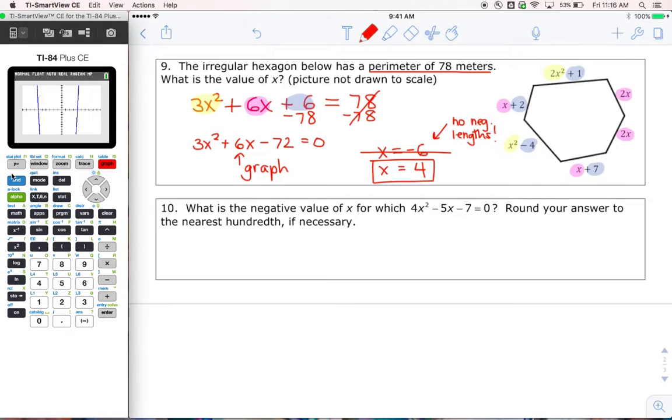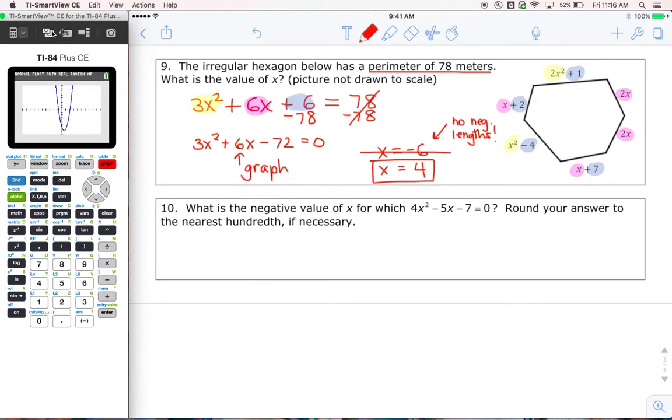So I'm going to start out graphing this because I don't know what it looks like. I apologize for the bell. So let's graph this. 4x squared minus 5x and then minus 7. The negative value of x is what we're looking for.